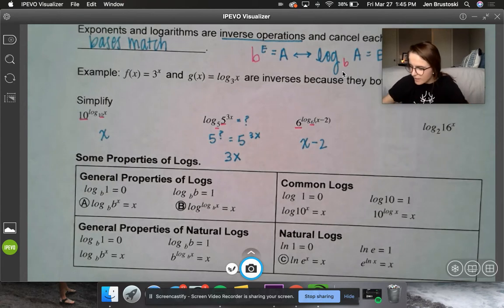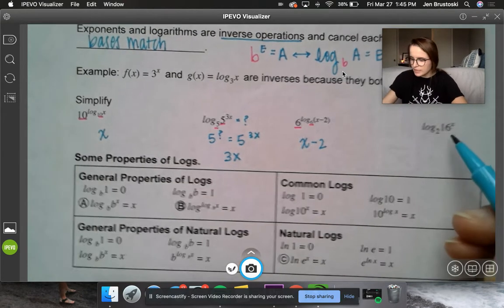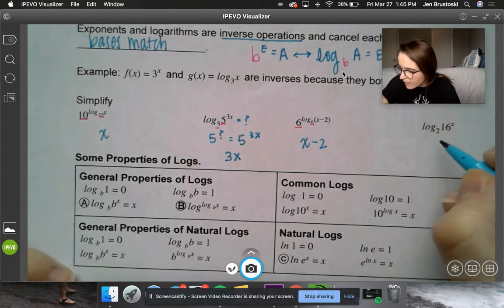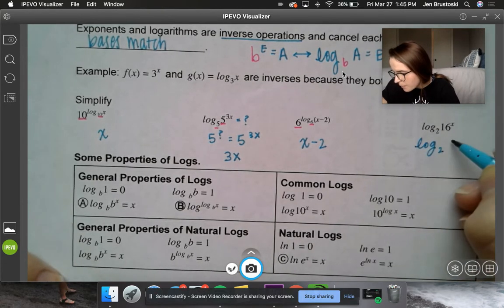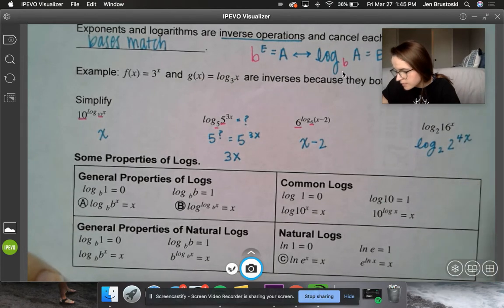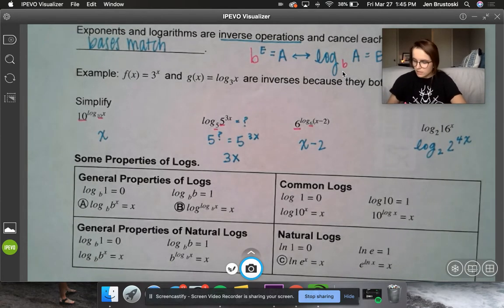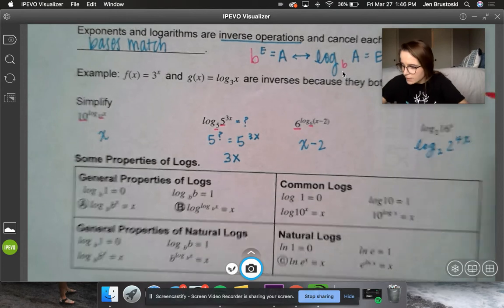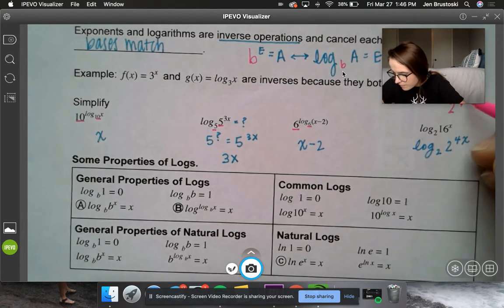Okay, let's go ahead and rewrite this because we don't have the same base. 2 and 16 are the bases. So what I have to do is rewrite this as log base 2 of 2 to the 4th, to the x, because 2 to the 4th is 16, and that x stays. If you remember from last chapter, 2 to the 4th to the x would be 2 to the 4x.